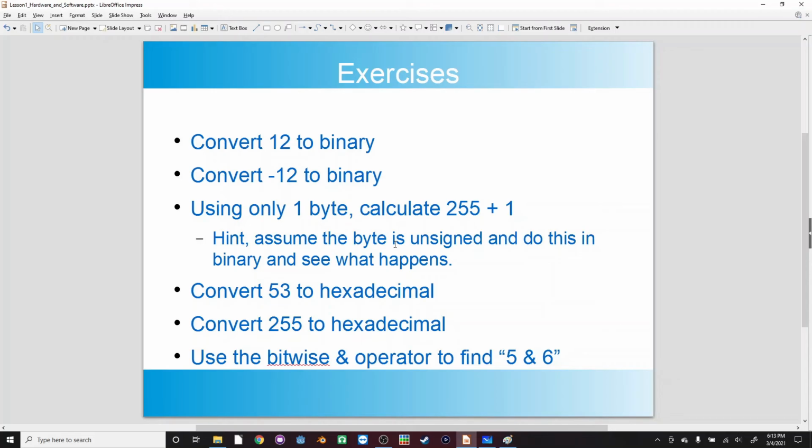I will give you the answer. I will pause it, let you try it, and then I'll give you the answer. Convert 53 to hexadecimal, convert 25 to hexadecimal, and use bitwise and operators to find 5 and 6. I think you can do this one, I will do it with you guys right now. But let me first talk about this one. So go ahead and pause it if you want to try it. Otherwise, I'm going to move on.